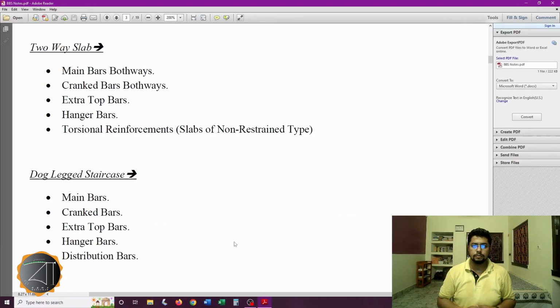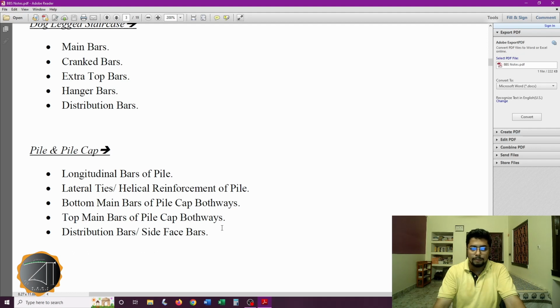I know that it is not very clear which bars are being used in which position just from reading out. In my next video I'll be putting the detailing of that particular structural member on the screen. Side by side I'll be putting the types of bars which are being used and will identify those types of bars in that particular detailing sheet of the structural member, so that you can also know which bars are to be provided where and how to identify them.